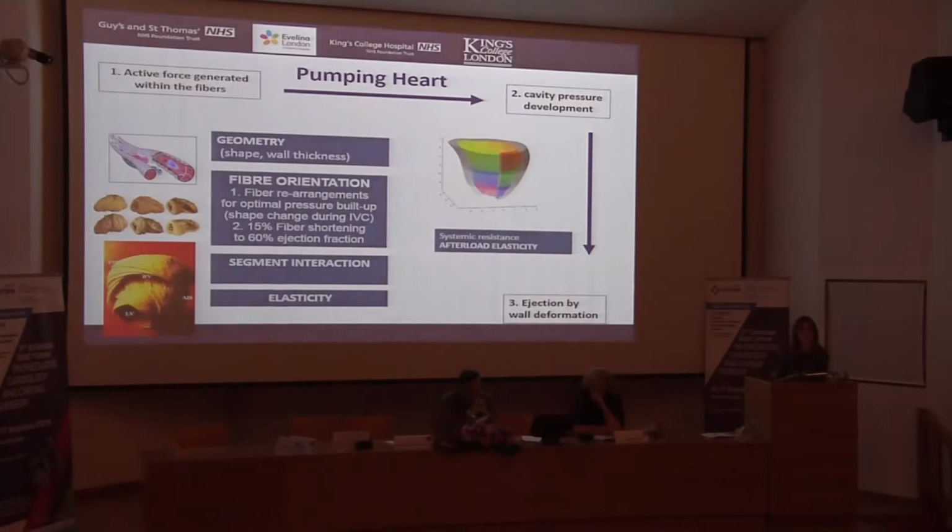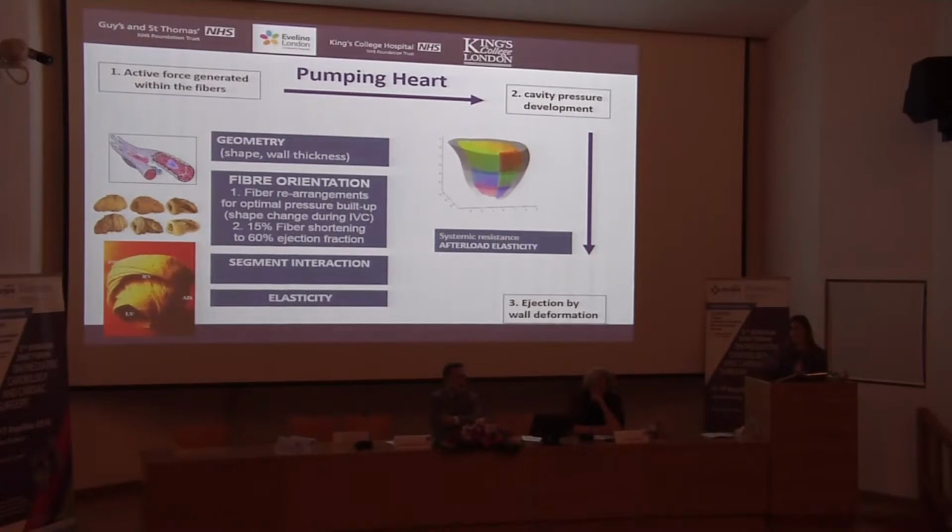We all know what is happening in the heart during the cardiac cycle. So the heart generates force, and this force is transmitted through the myocardial fibers, and then into the cavity, and when the pressure goes up, then the semilunar valves open up and we have the ejection. Then the heart relaxes, and then we have the filling of the ventricle in diastole.